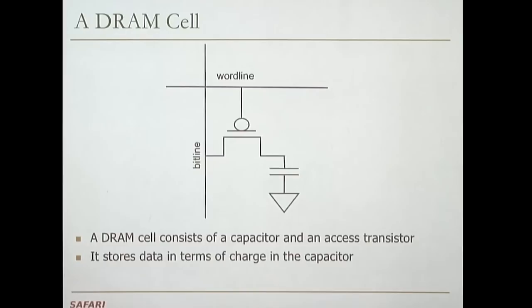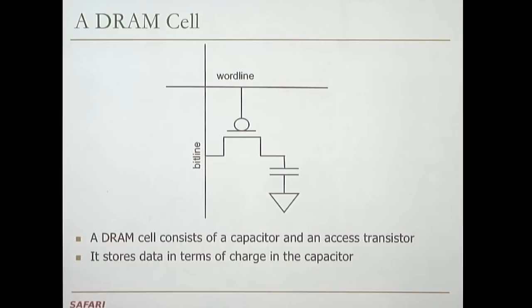Nothing is rocket science here. Everything is based on principles. And the way this operates is based on the charge sharing principle, right? The capacitor is charged. If it's charged, it shares and loses some of its charge to the bit line. As a result, you figure out that it has a 1 or 0, however you encode it.